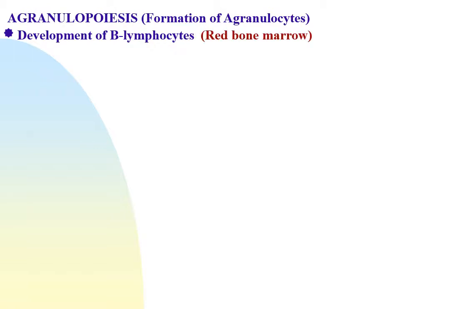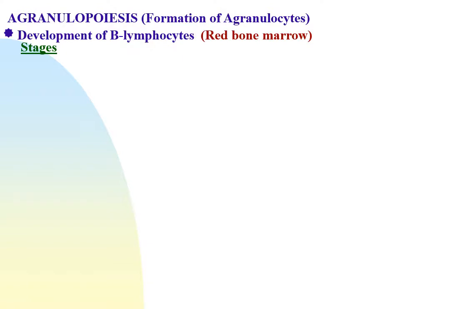The other type of leucopoiesis is agranulopoiesis, which is the formation of agranulocytes, starting with the development of B lymphocytes. It occurs in red bone marrow. Once they are formed, they leave the bone marrow to the bloodstream, where they are filtered in the lymphatic organs: lymph nodes, spleen, tonsils, and in the interstitial lymphatic nodules.